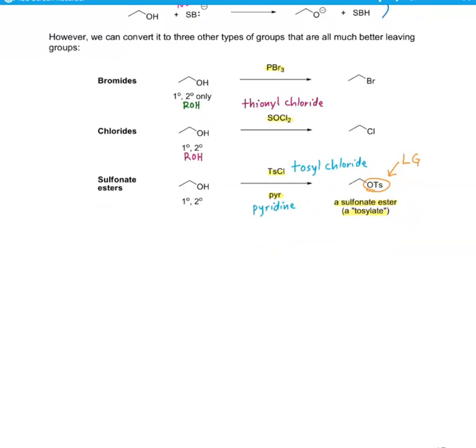Okay, so let's look at the details of the tosyl chloride and pyridine. We're going to do that on the next page, so let's first look at the details of how PBr3 changes an alcohol into an alkyl bromide.